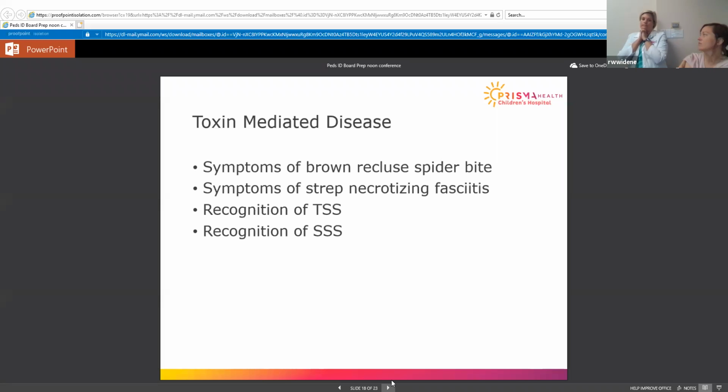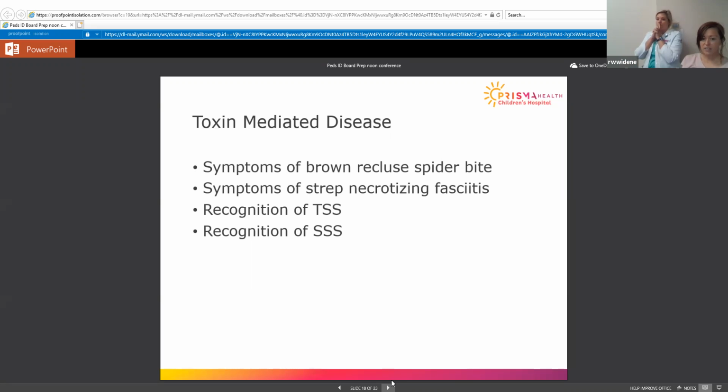Toxin-mediated disease, I didn't write anything on here because I thought we'd have time just to talk about it. Brown recluse spider bite, just think necrosis. Strep necrotizing fasciitis: pain outside of what you should see on your exam, and that's a surgical emergency. Recognition of toxic shock: there's criteria for that, but just remember hypotension and multi-organ stuff. Also remember your skin is part of that, so erythroderma, the sunburn rash, and other multi-organ involvement.